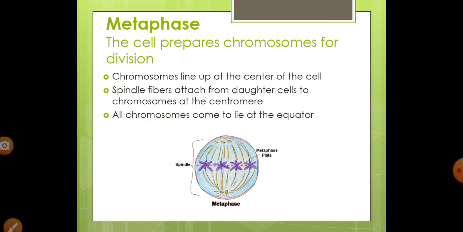We can see in this diagram that every chromosome has two sister chromatids, and they are attached by a centromere. The spindle fibers get attached to the kinetochore of this centromere, and one sister chromatid and the other sister chromatid will face opposite to each other so that they can be pulled towards the opposite direction, towards the poles.